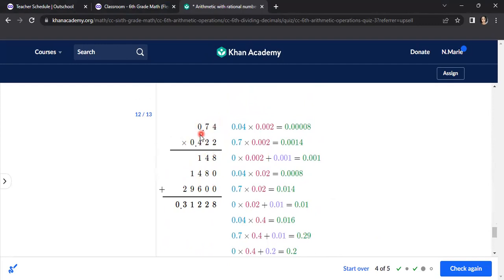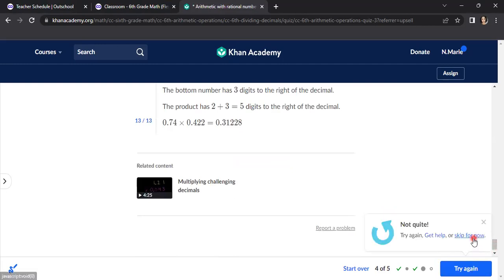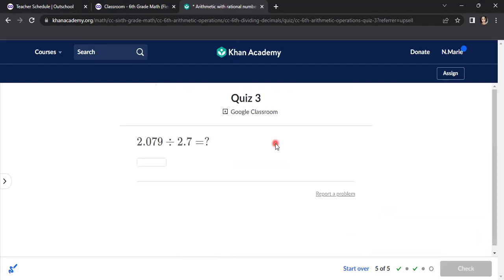4 times 4 is 16. Carry the 1. 28, 29. There it is. This moved over 1, 2. This moved over 1, 2, 3. So we're going to move our decimal over 5 places and add everything up. So it's just more steps when the problems get longer, but it's not that bad.